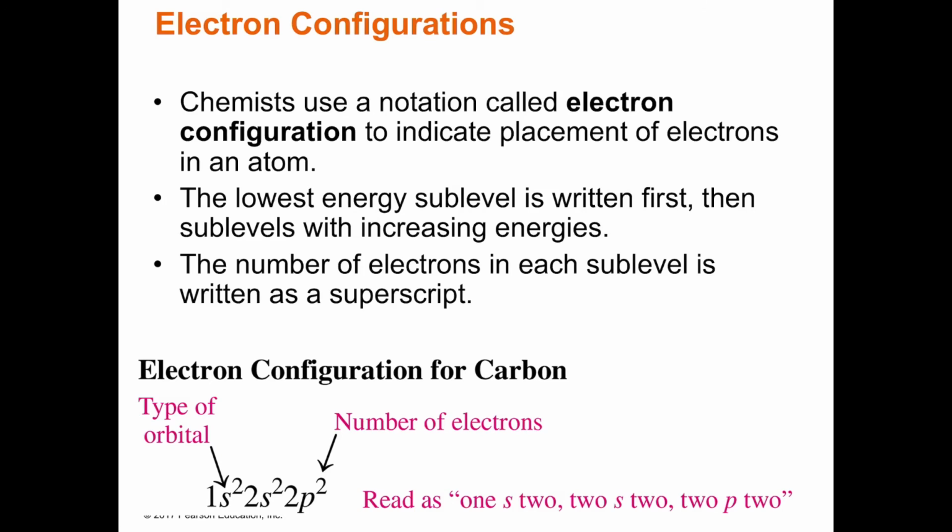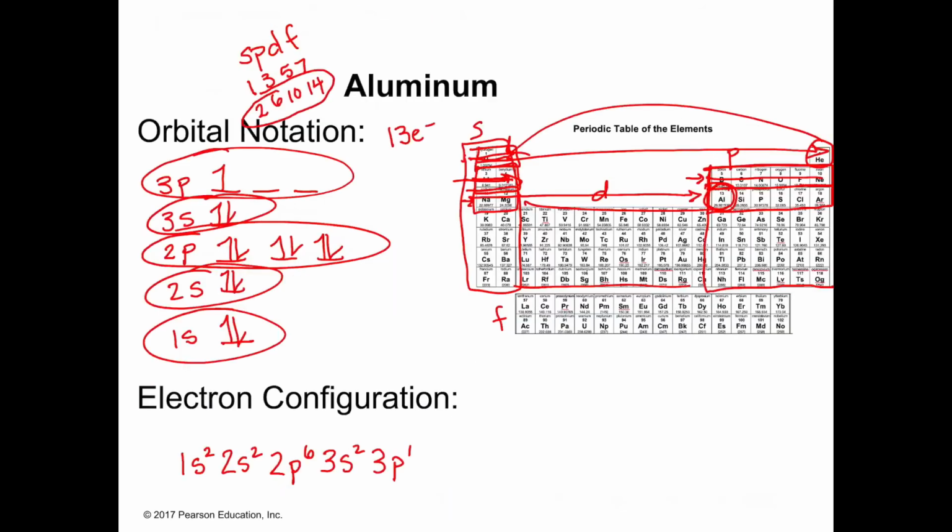This is just a little recap here, right? We use electron configurations to tell us the placement of electrons in the atoms. Again, we're going to write the lowest energy sublevel first, and then we're going to go on to ones with increasing energies. And then the number of electrons in each level is written as a superscript. So this is for carbon. And if we look at carbon, we'll just pop over here again. Carbon is here.